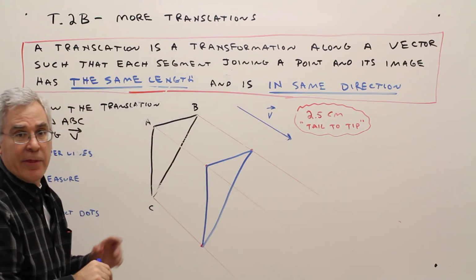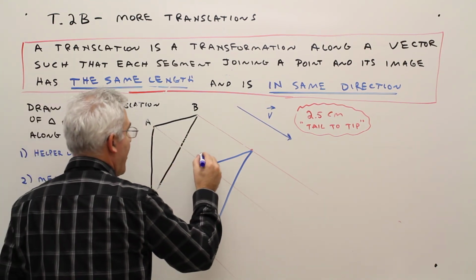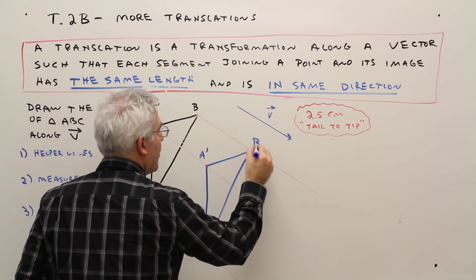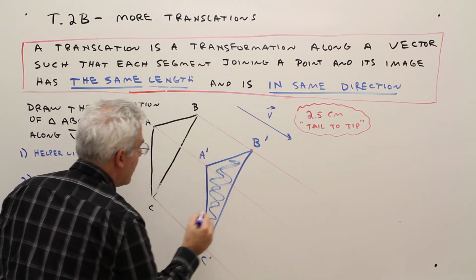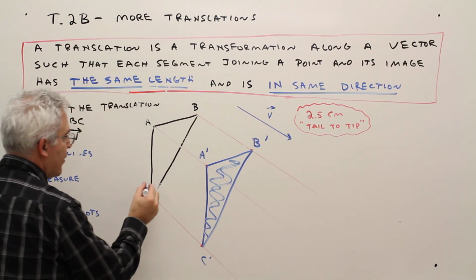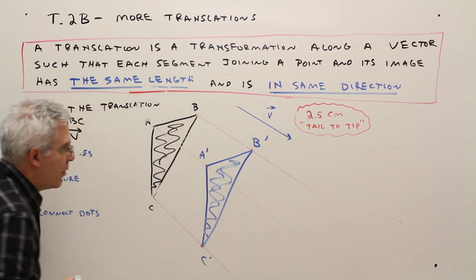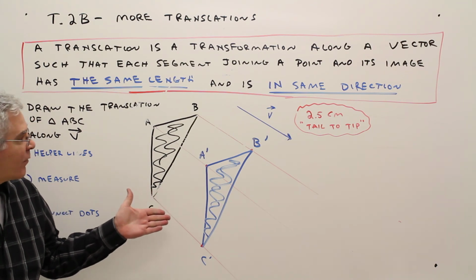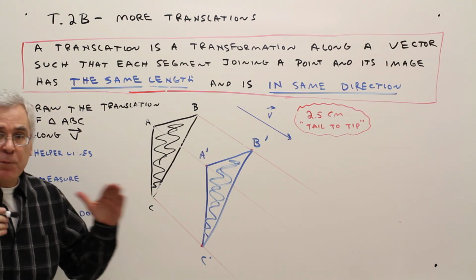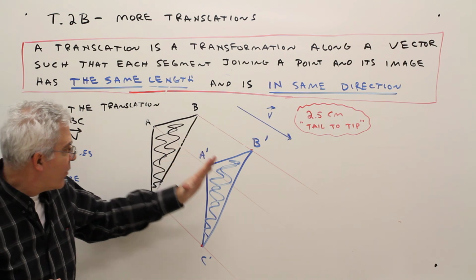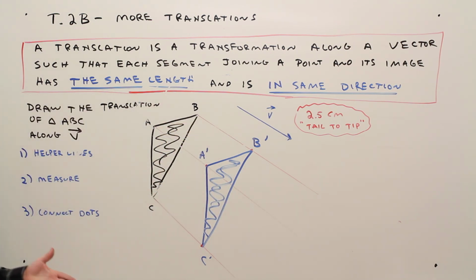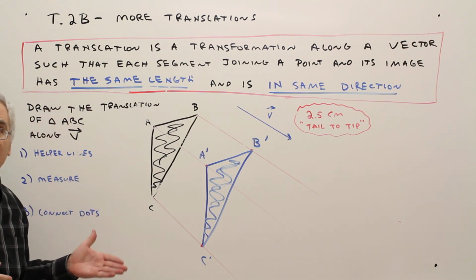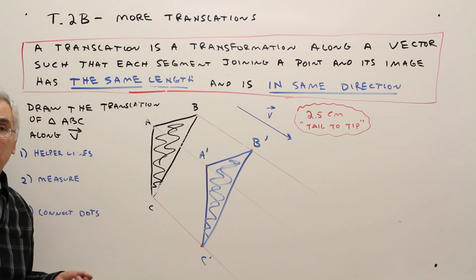And I'm going to call these points A prime, B prime, and C prime. And of course it's not perfect, but you get the idea. And these should be parallel, parallel, parallel is the key. So there you have it, the technical definition of a translation and an example of how to perform one with a ruler and a pencil.